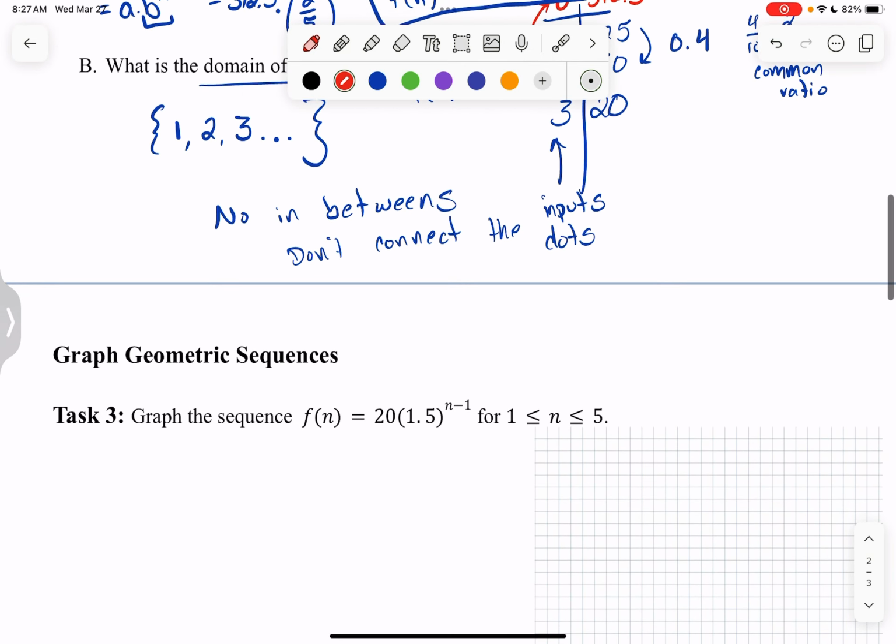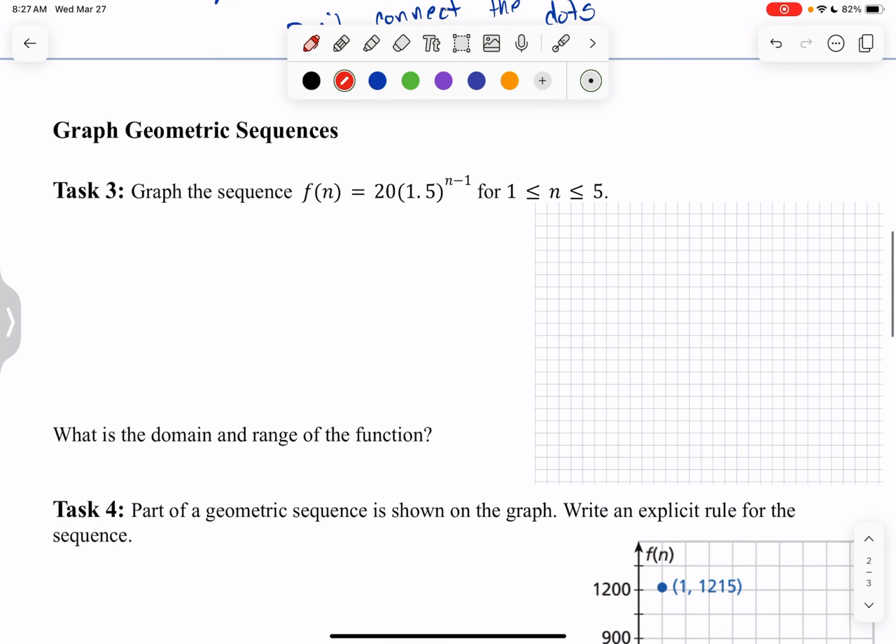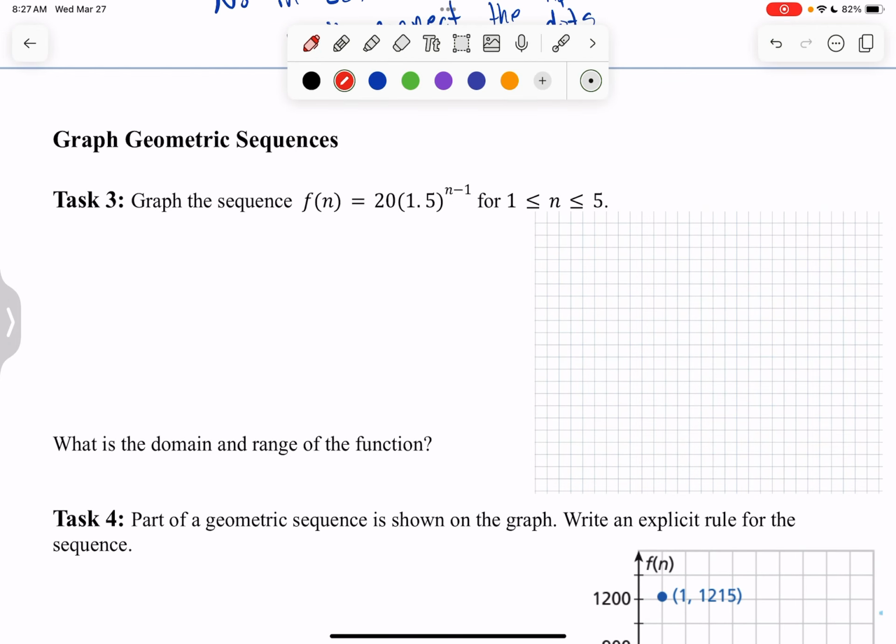So that leads us here to graphing a geometric sequence. So here we want to graph this sequence. F of n equals 20 times 1.5 to the n minus 1. Notice this is written the textbook way, n minus 1. And we want to do it for n's in between 1 and 5. So I'm going to do that by setting up a table. 1, 2, 3, 4, 5. So I want to put in the numbers 1, 2, 3, 4, and 5.